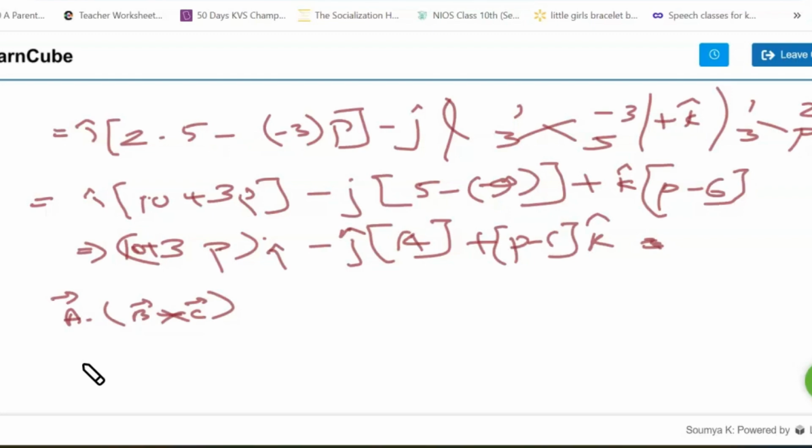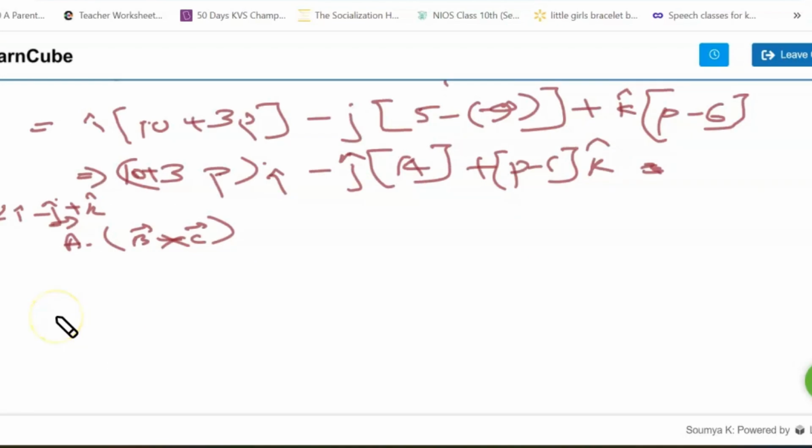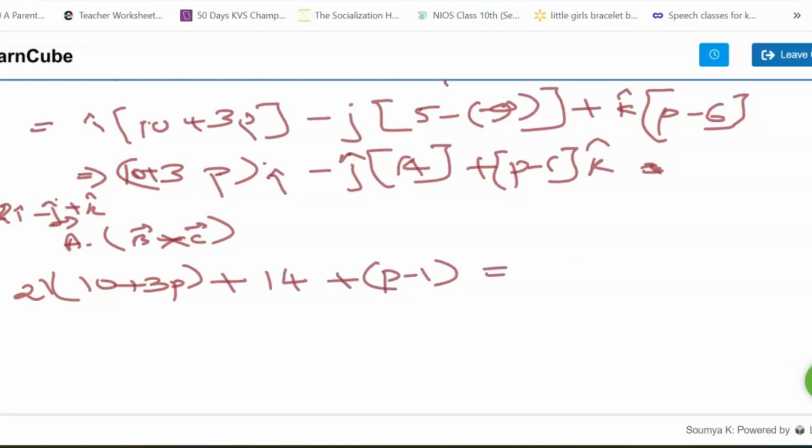And so from there we have a, because of that dot product you will have 2 into 10 plus 3p, plus 14, plus p minus 1, which will be equal to 0 because of the coplanar condition. Here 20 plus 6p plus 14, solve it.